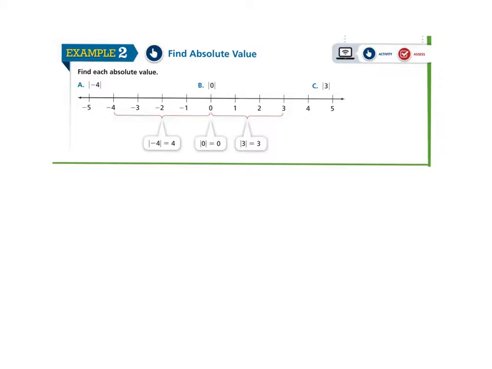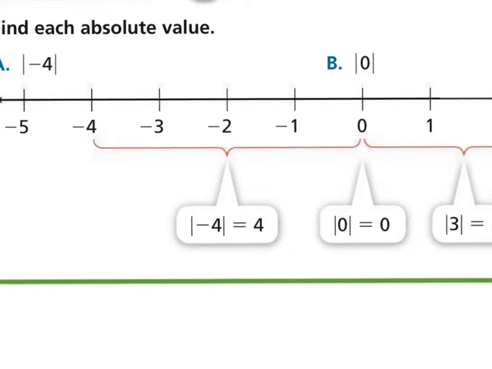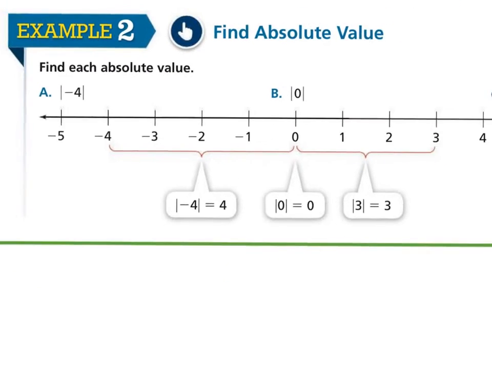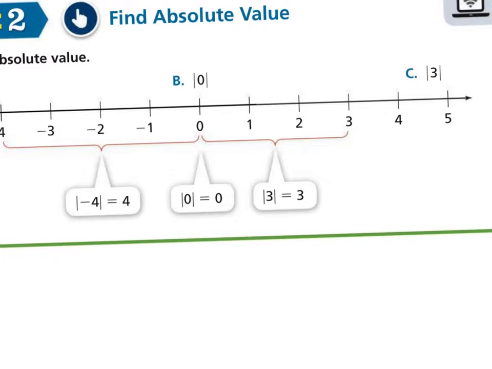Example 2, they just give us a couple examples here that we can look at. Part A, absolute value of negative 4. They're just showing us here, 4 units away from 0. Absolute value of 0 is 0. If we don't move, then we didn't go anywhere. And absolute value of 3, how far is that from 0? It would be 3.